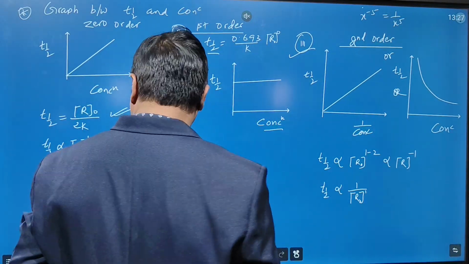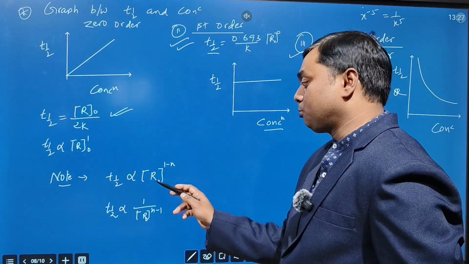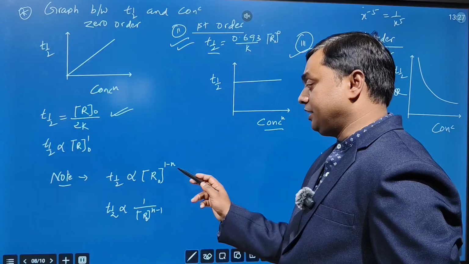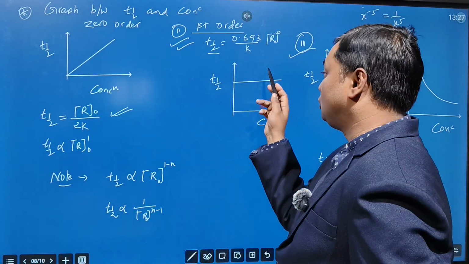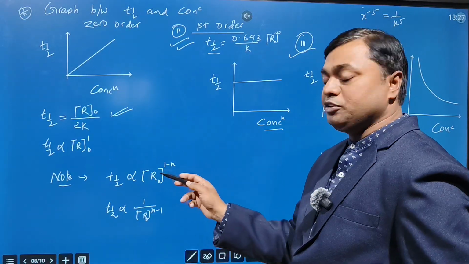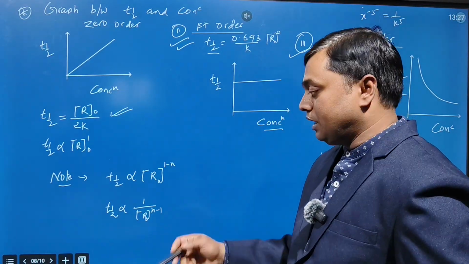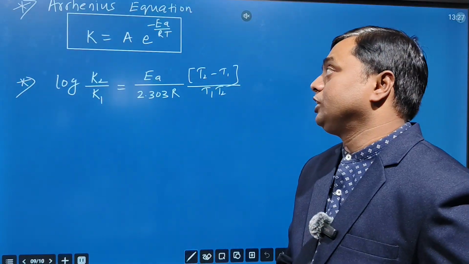One note you can remember, T half is directly proportional to the initial concentration to the power 1 minus n. If you put n is equal to 0, you will get this. If you put n is equal to 1, you will get this. T half is independent of the concentration, yes or no? Like that.